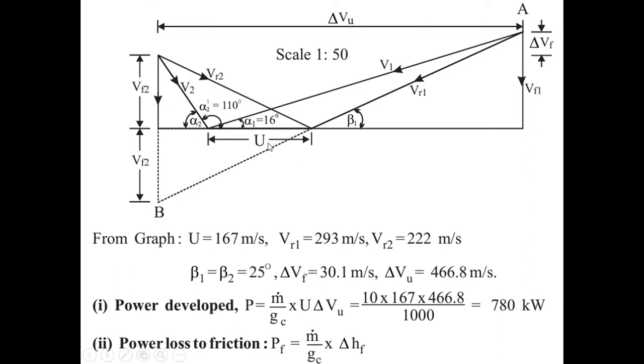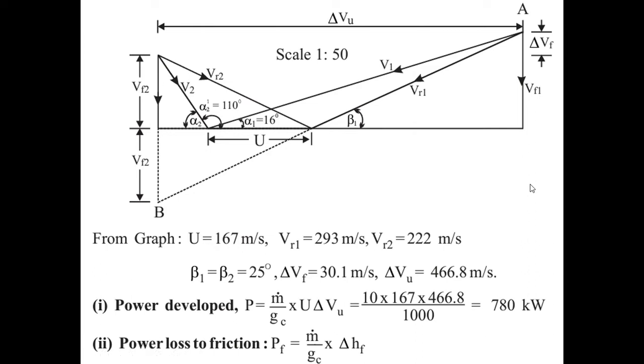Once this is completed, U is unknown. So until you find out U, I cannot fix this point for beta 1 and beta 2. You'll agree? Yes, sir. So to fix another point of U or blade speed, what I'll do is either you extend Vf2 equal to Vf2 on the bottom side, or else extend Vf1 the same length from A to this horizontal line. You take the vertical distance and extend Vf1 equal to Vf2 on the bottom side.